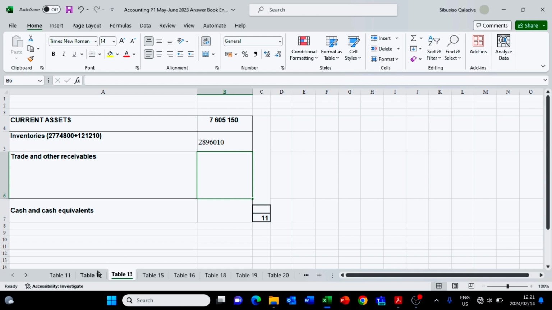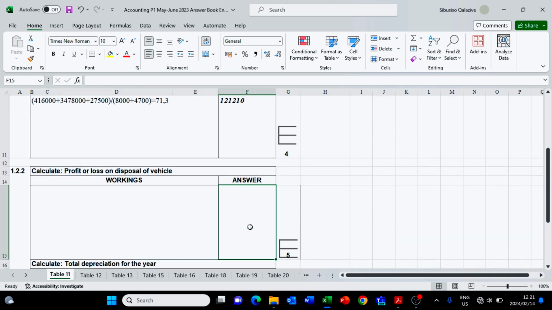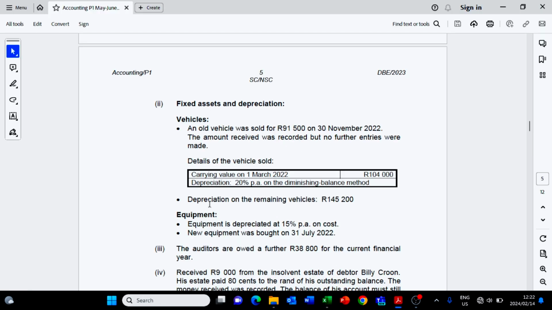Carrying on with our activity, we are going to do 1.2.2. On the 1.2.2, we are required to calculate the profit or loss on disposal of vehicle. So now, calculating the profit or loss of the sold vehicle, we are going to look at our information, which is information II. Fixed assets and depreciation. Vehicle. An old vehicle was sold for 91,500. This is our selling price. 91,500 on 30 November 2022.